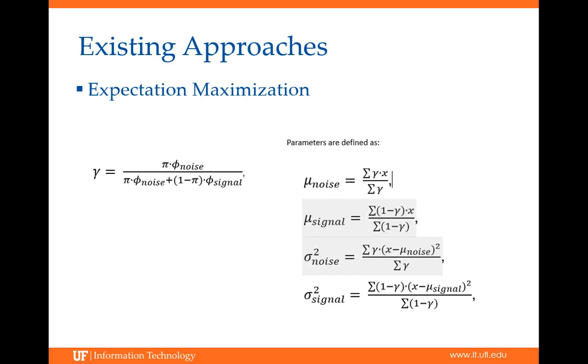This is a responsibility function. We can see gamma equals pi multiply phi noise on the top, and the bottom is pi multiply phi noise plus (1 minus pi) multiply phi signal. And the parameters are defined as mu noise, mu signal, sigma noise square, sigma signal square. These are means and variance.